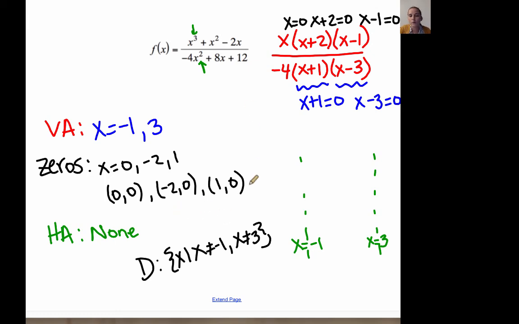The range, well, nothing cut us off horizontally. Nothing cut the range off, so it looks like we can use all real numbers. All right, let's try another problem.